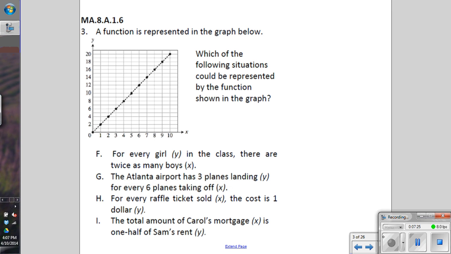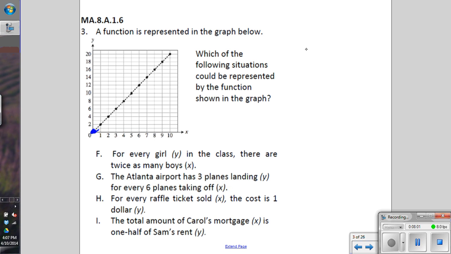All right, so number 3 takes a concept that's relatively simple, tries to make it a little tricky, but if you really have a fair depth of knowledge of using slopes, then we should be able to do this. This function is represented in the graph below. Which of the following situations could be represented by the function shown in the graph? Now, we basically can figure out the equation for this graph, but the critical thing is that we know we start at 0, so b is 0.